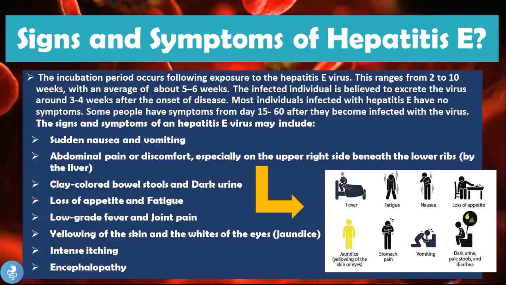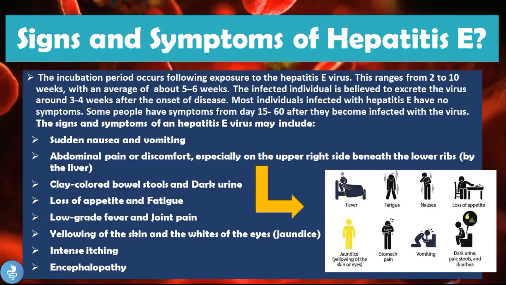So usually signs and symptoms may not be present, but if they are, they may include sudden nausea and vomiting, abdominal pain or discomfort, especially in the right upper side beneath the lower ribs, and this is where the liver is located in the body. They may also experience clay-colored bowel stools and dark urine.